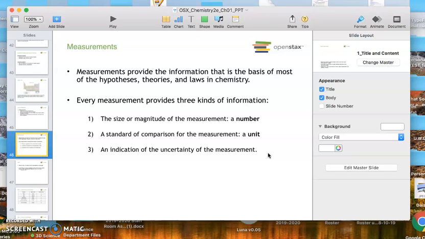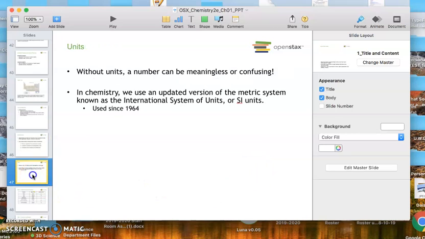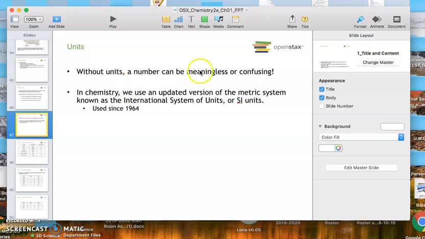So when you're writing out your answers, when you're doing calculations, make sure you include the unit, not just the number, but also the unit. It tells me a little bit about what that value is, what it represents. And when you're measuring something, you also have to have an indication of uncertainty of the measurement. When we're using tools in the lab, there is a degree of uncertainty there, and I'll explain why in just a minute.